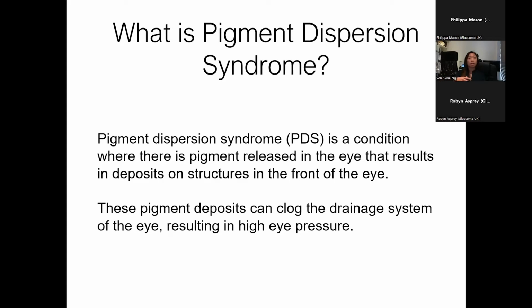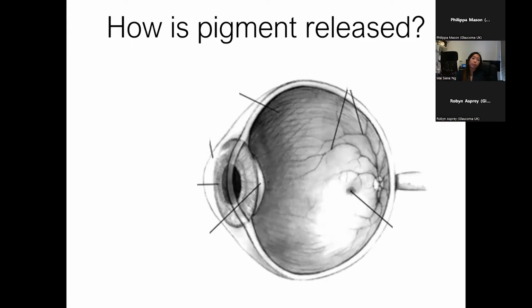Now, much like clogging up of the drainage system in your house is going to be a problem, you can imagine in a closed system like the eyeball, if there is clogging up of your drains and the fluid can't go anywhere, this will cause a problem. And this problem is pressure building up inside the eye and causing damage in some patients.